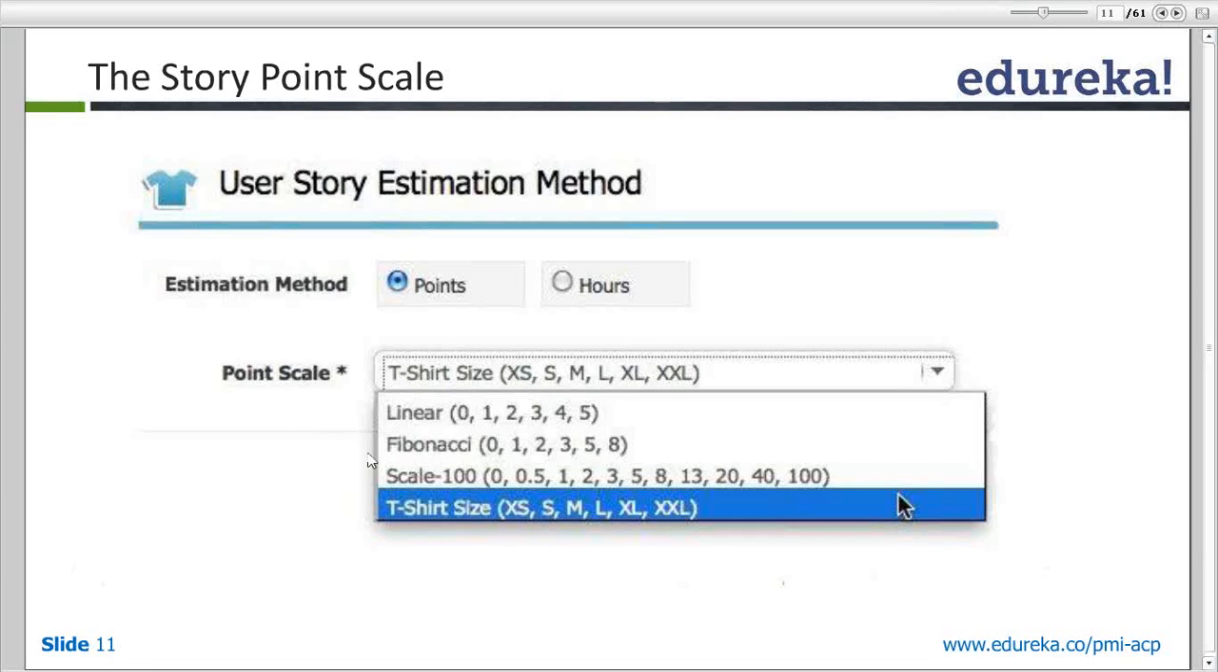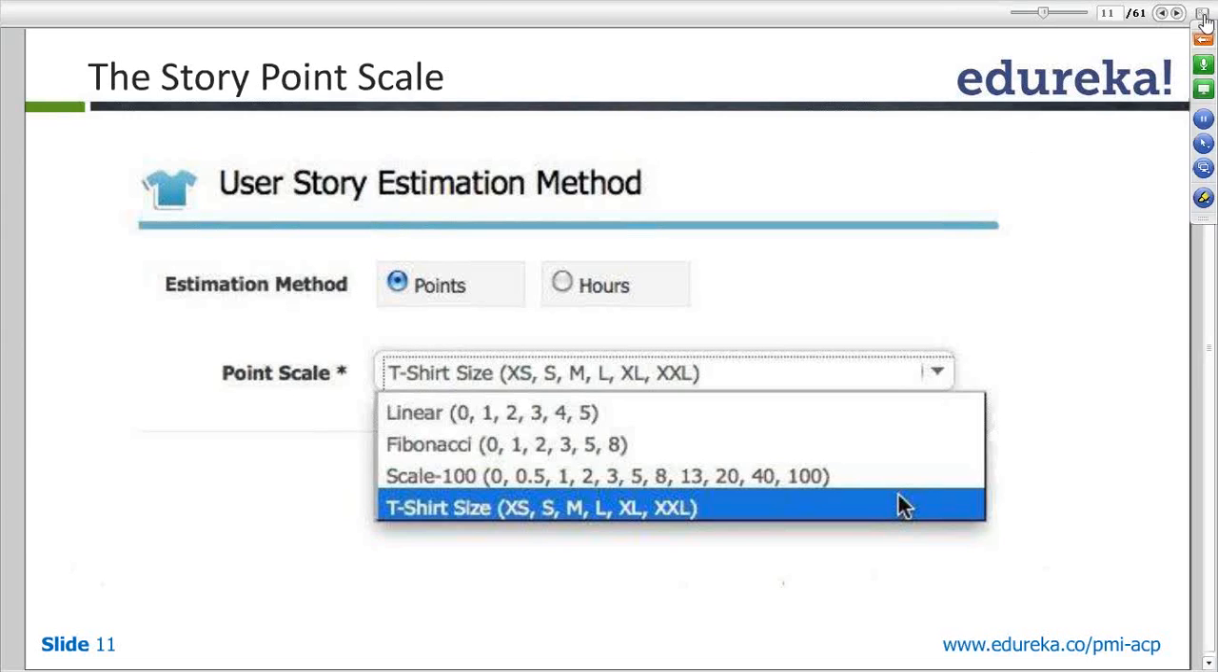So if linear is not used much, Fibonacci is the most used version. And then on the scale of 10, you can just use 1, 2, 3, 5, 8, 13, 20, 40, depends on what you want to use. Fibonacci and T-shirt sizing are the most used techniques. Okay?